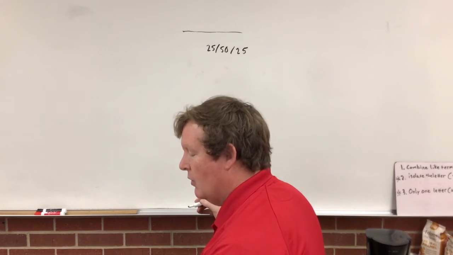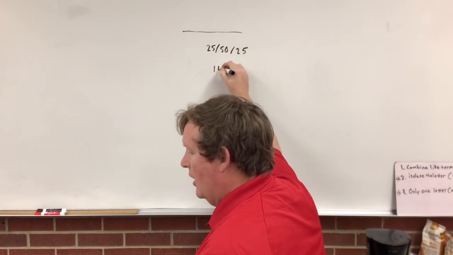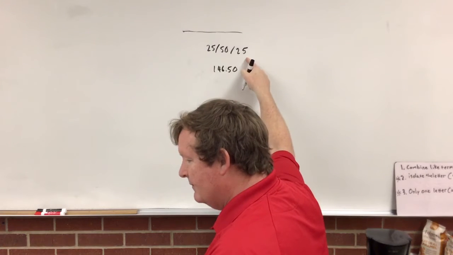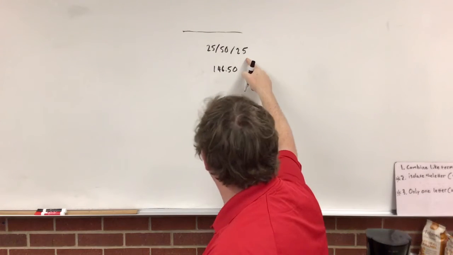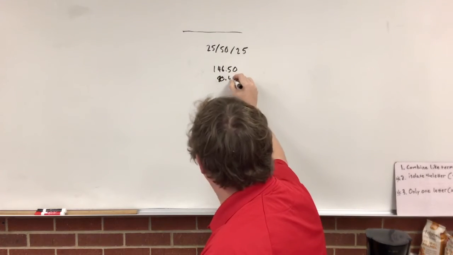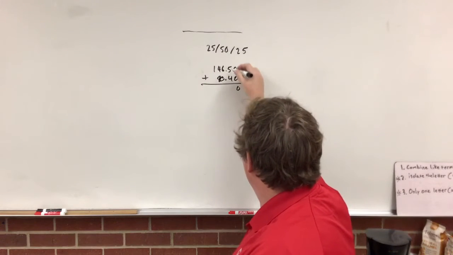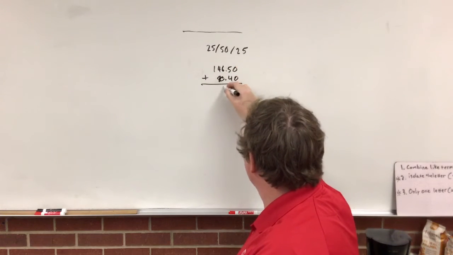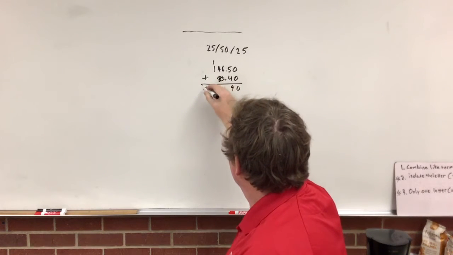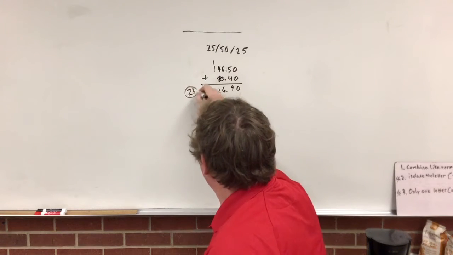Okay, so 25/50 is $146.50. And then the property damage for a 25 is $80.40. And this one I am going to figure out. 0, 5 plus 4 is 9, 6 plus 0 is 6, 4 plus 8, 12, carry 1. Okay, so that would be the answer to 23.